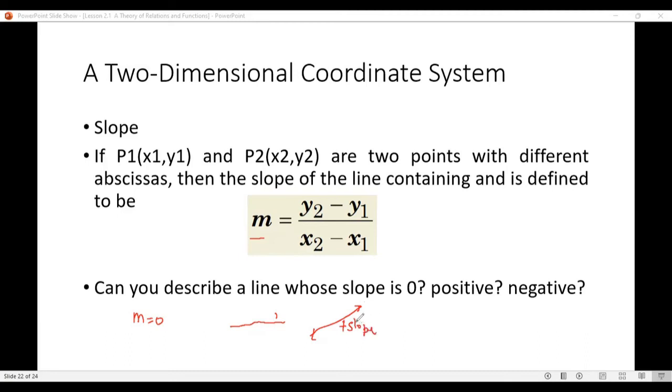At kung negative naman, so mula doon sa point, falls to the right. Yan. So, ganito naman yung magiging negative slope. Okay? So, yan ang ating negative slope.